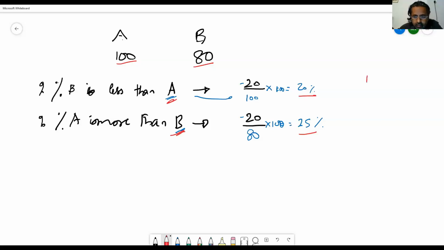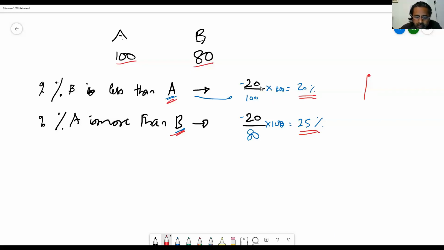I'll stop here now. I want Prakriti and Shikha to react on this. Have you understood this? The others can also react. Yes, sir, understood. You understood? How about Shikha? Yes, sir, understood.